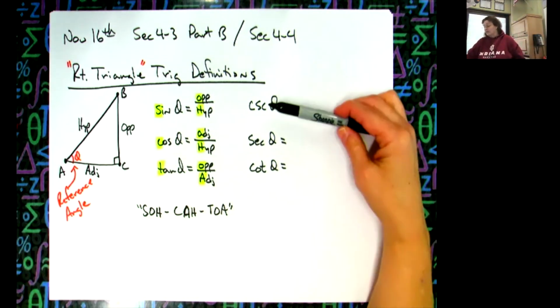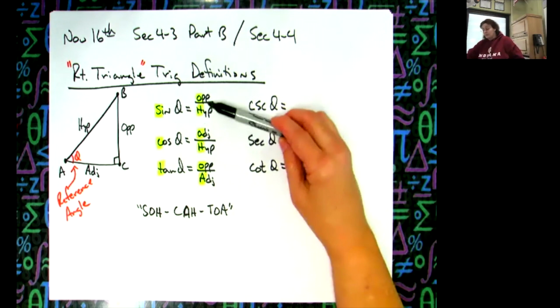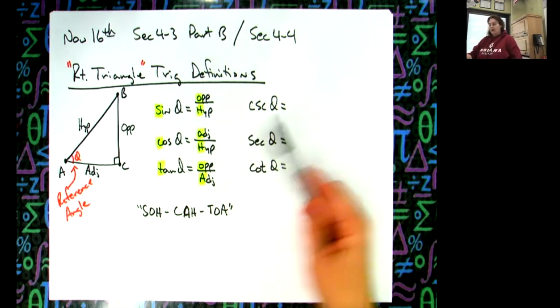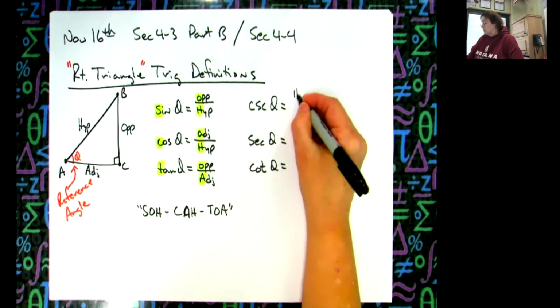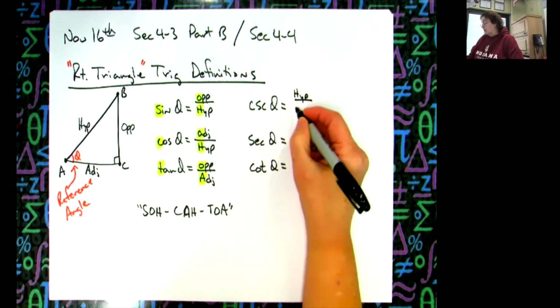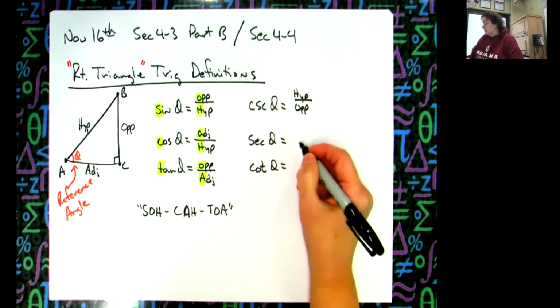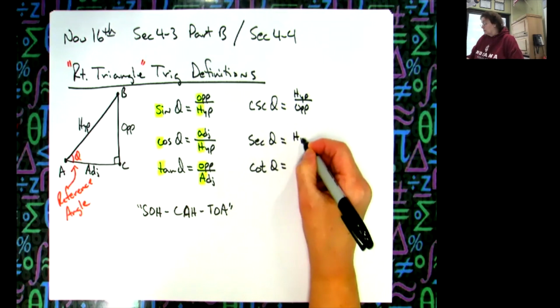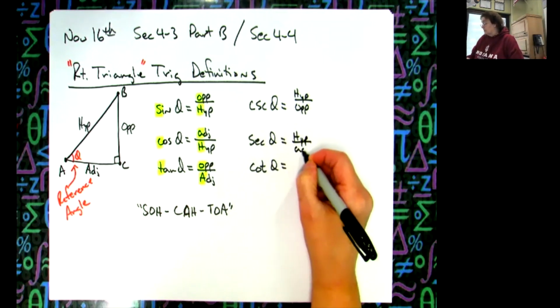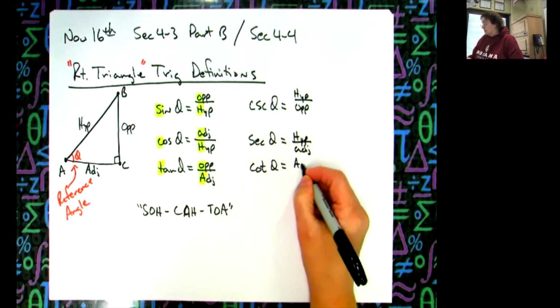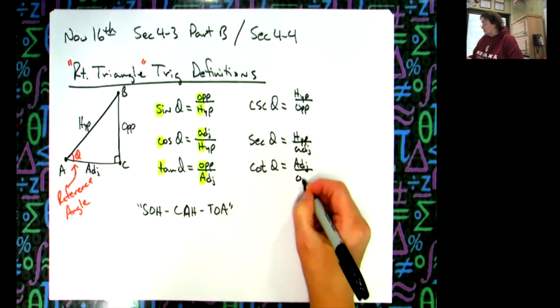Now, like I said, these three over here are the reciprocals of these, as we've learned in the past, a lot of reciprocals here. So then it's just a matter of rewriting them. So hypotenuse over opposite, hypotenuse over adjacent, and then adjacent over hypotenuse.